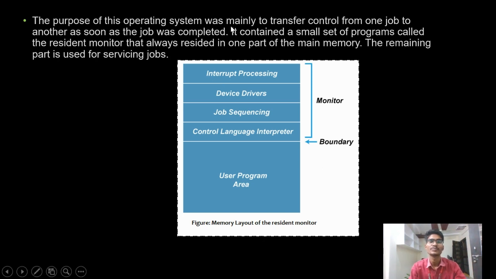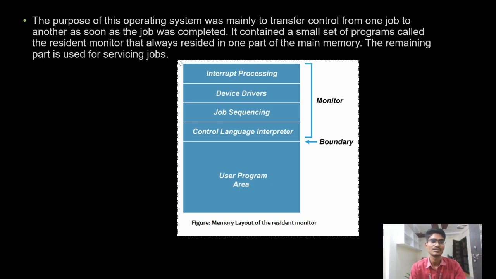The purpose of this operating system was mainly to transfer control from one job to another as soon as the job was completed. It means that if one job is completed, then it will pass control to another job to transfer its output if required to complete its process. For one process, there are multiple commands or jobs required to perform, which means that some programs need to get their input from a device or from the user, etc. These jobs will be done continuously to perform its operations.